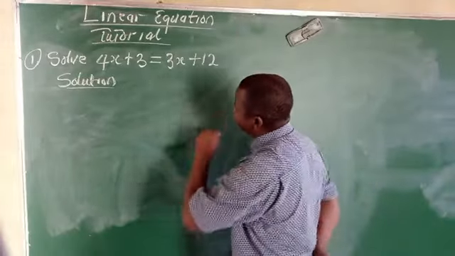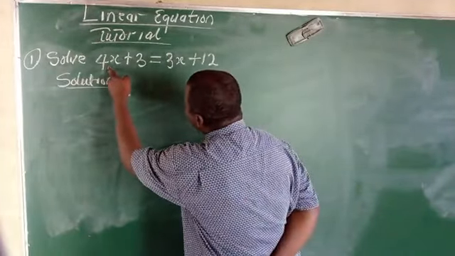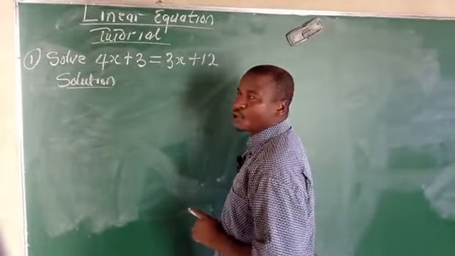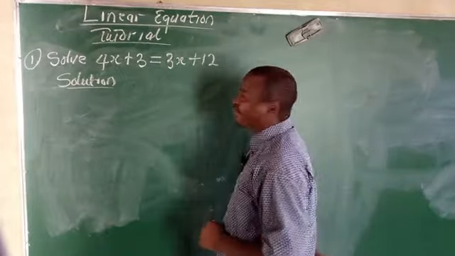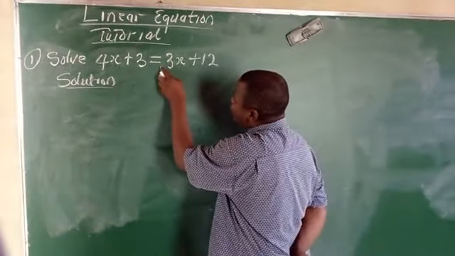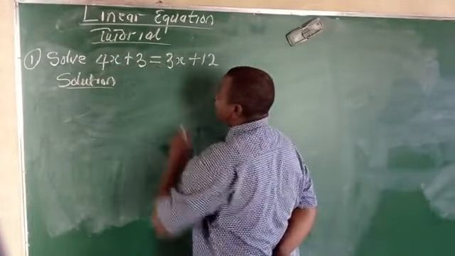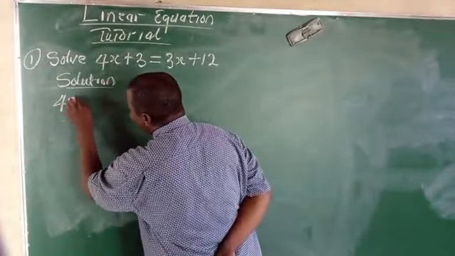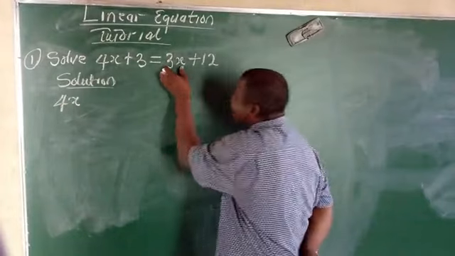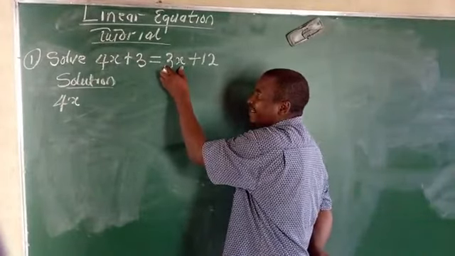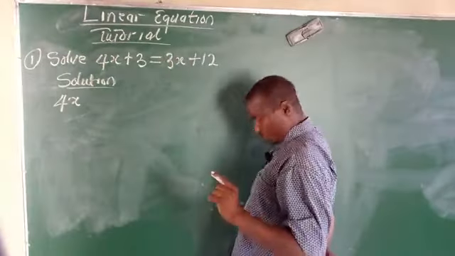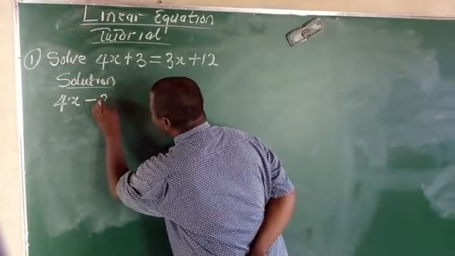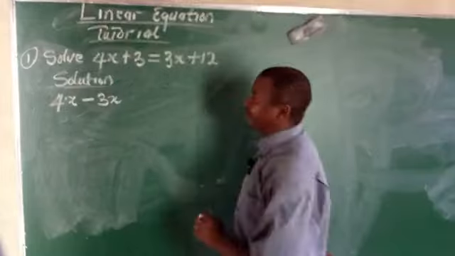We look at the terms that look alike and merge them together. By mere looking at this, we have 4x and we have 3x. They have the same variable, so we merge them together. We take this 3x, cross the equal sign, and meet this 4x. Therefore, we have 4x. This is positive 3x, and when it crosses the equal sign, it turns to minus. Therefore, we say minus 3x.